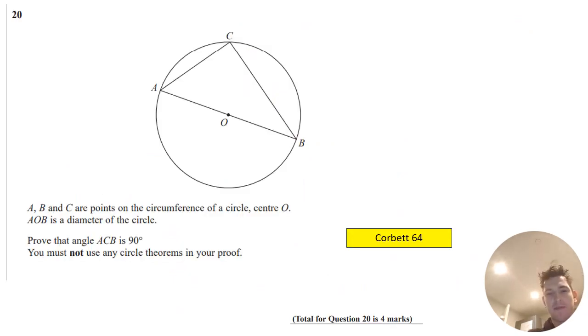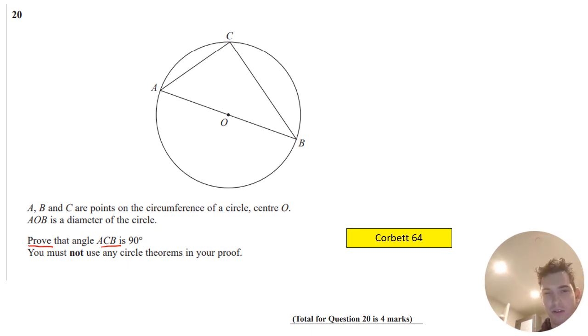Okay, question 20. A, B, and C are points on the circumference of a circle, center O. AOB is the diameter. And we want to prove that angle ACB is 90 degrees. You must not use any circle theorems in your proof. Okay, so we did have a look at proving some of these circle theorems, and generally, what you want to try to do here is two things.